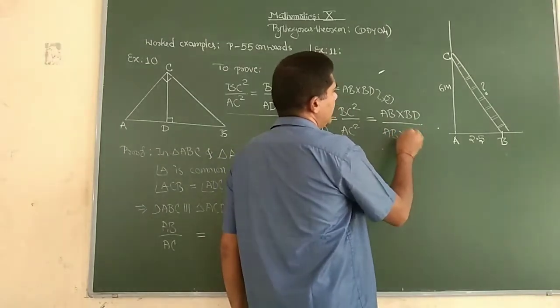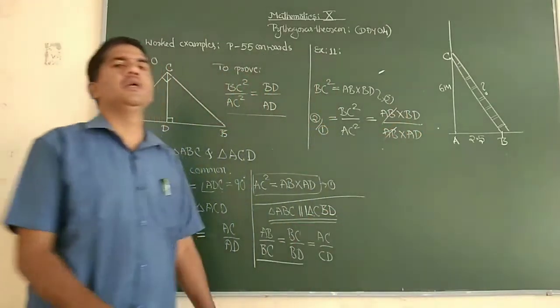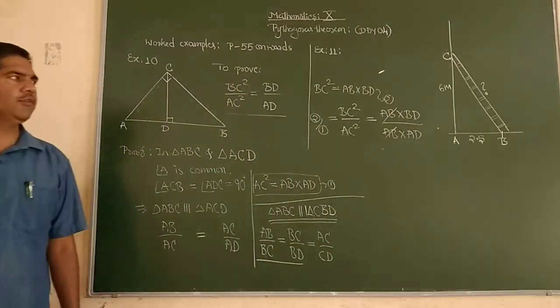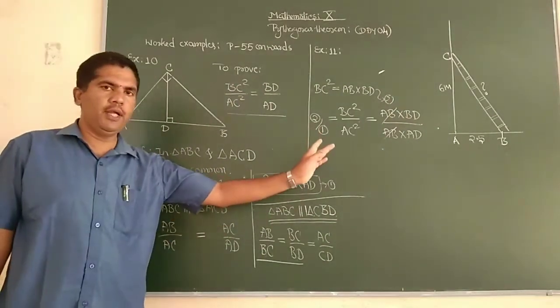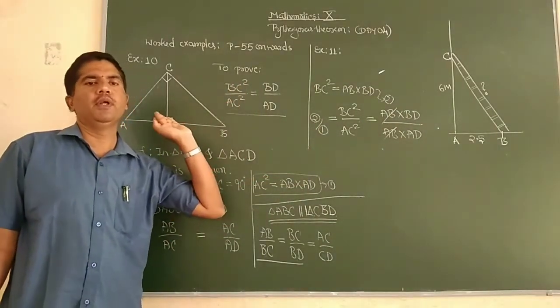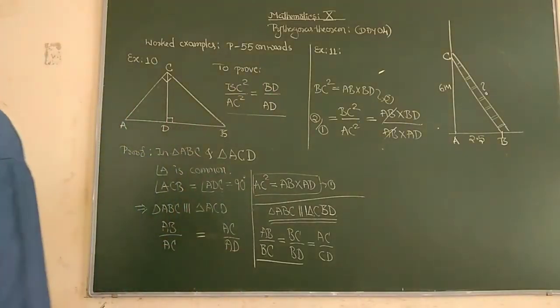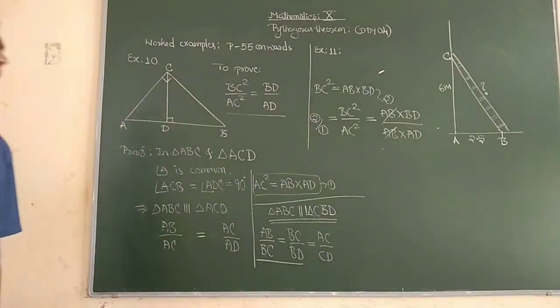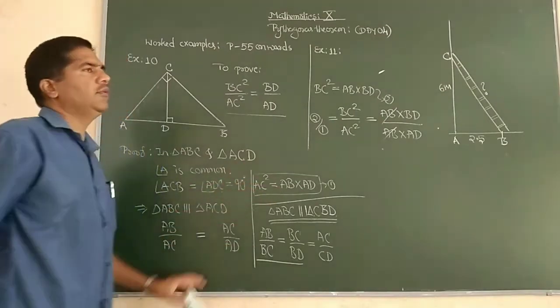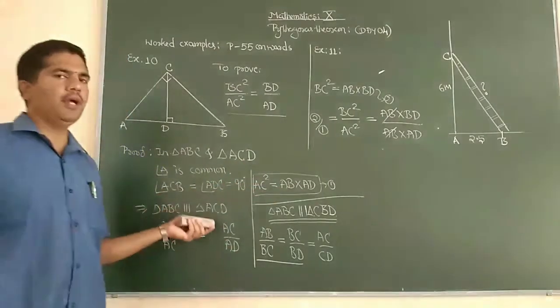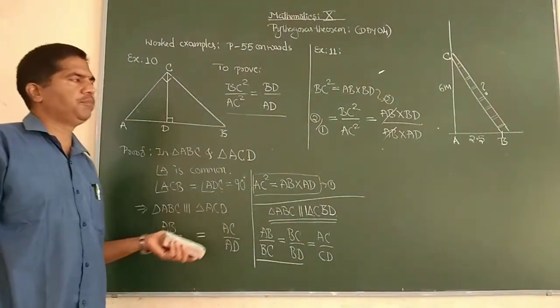Now AB got cancelled. What we have got now? BC square by AC square equal to BD into AD. That is the proof. So remember now, here you have got the relations. Of course, proof is done. This theorem proving, whatever theorem we had, same way you can prove here.